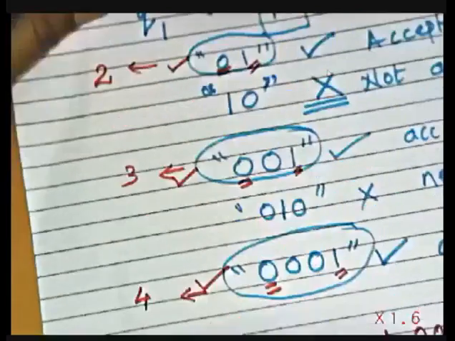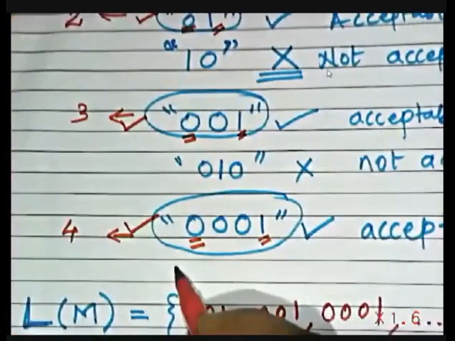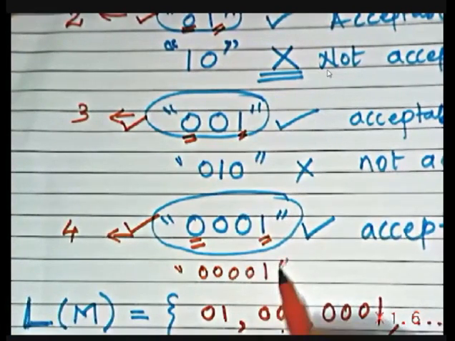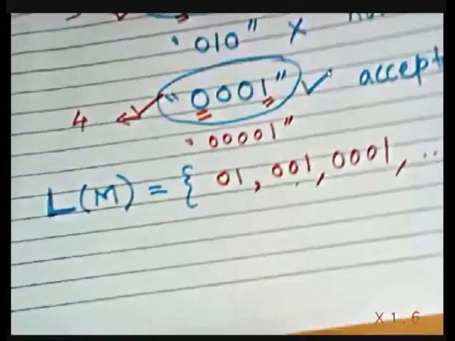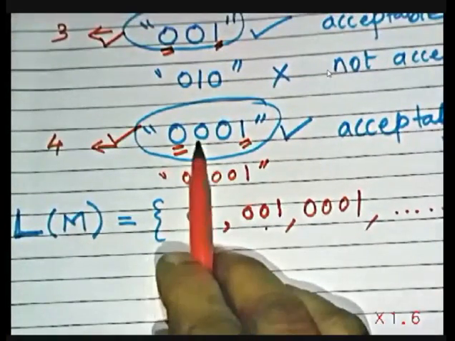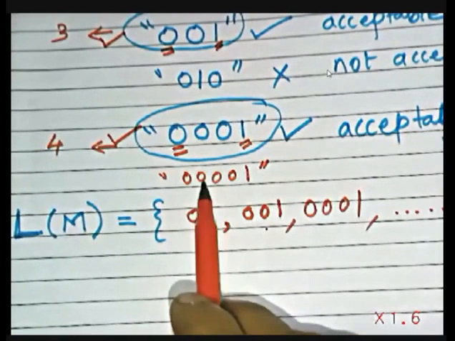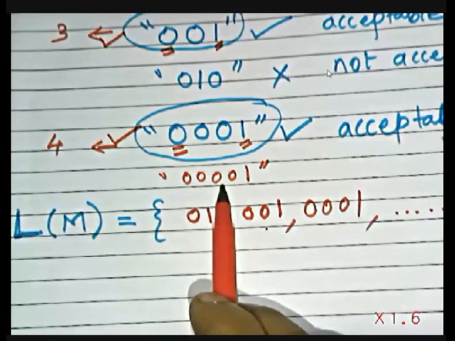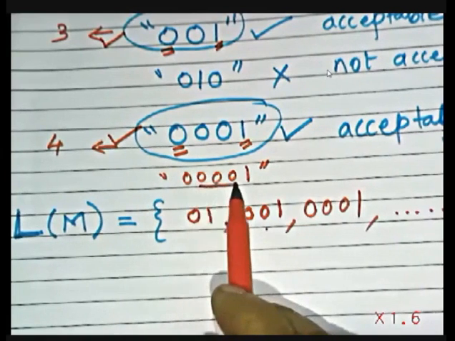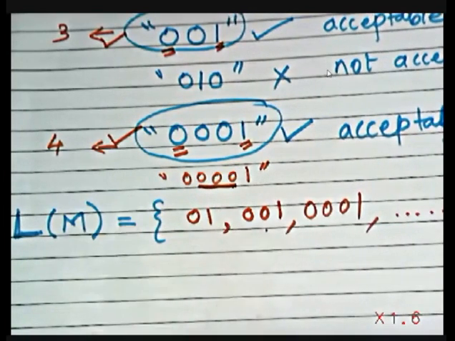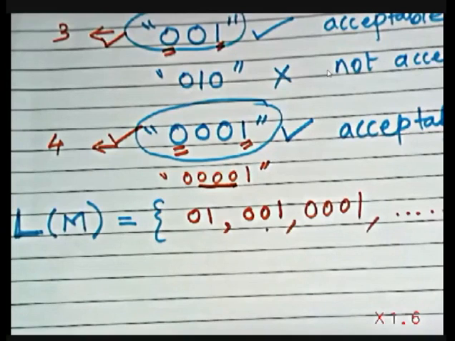Now may I ask you one more question, whether the string 0 0 0 0 1 will be acceptable? Here there were two zeros in between, and here you have three zeros in between. So like this, if I change the number of zeros in between 0 and 1, then I can say that my string will be acceptable.